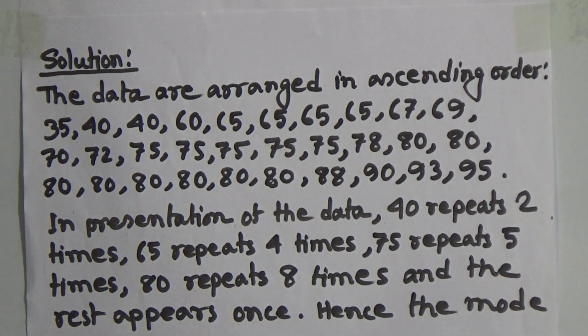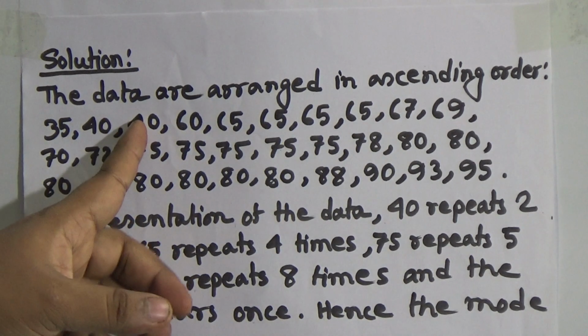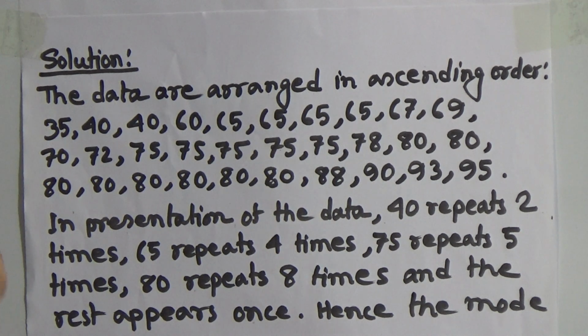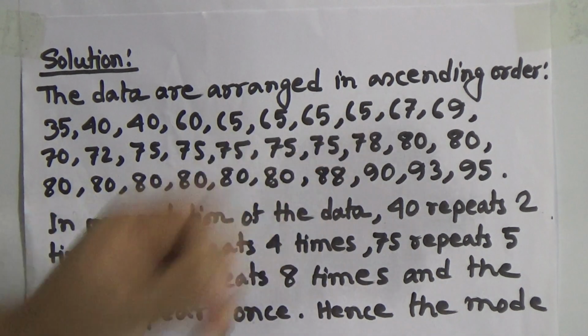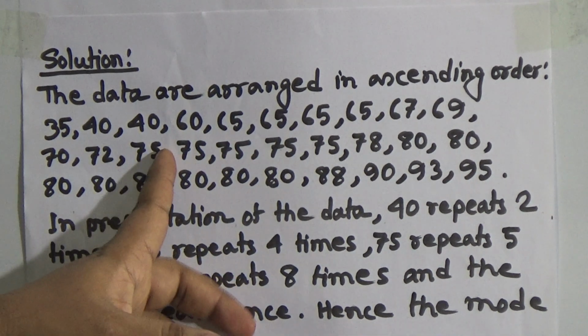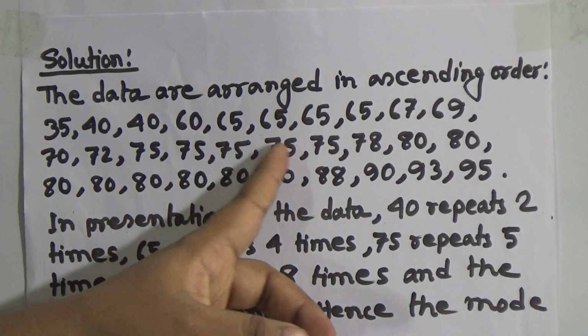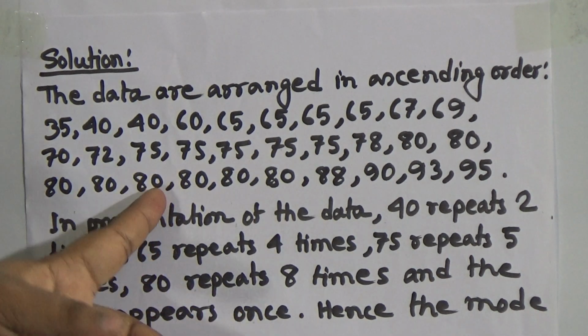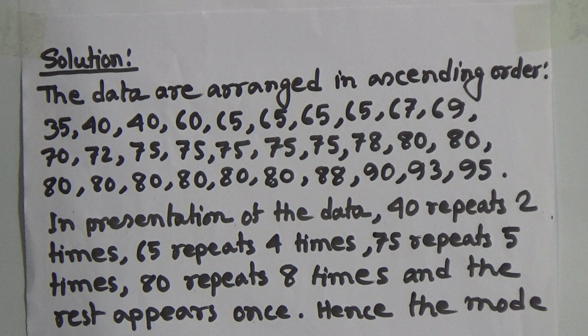Now my dear students, from this presentation we notice 40 comes 2 times, that means 40 repeats 2 times. Then 65 repeats 4 times, 1, 2, 3, 4. Then 75 repeats 5 times, 1, 2, 3, 4, 5, and 80 repeats 8 times. So here you notice 80 appears the maximum times. So by the definition we can say 80 is the mode of the given data. So the required mode is 80.